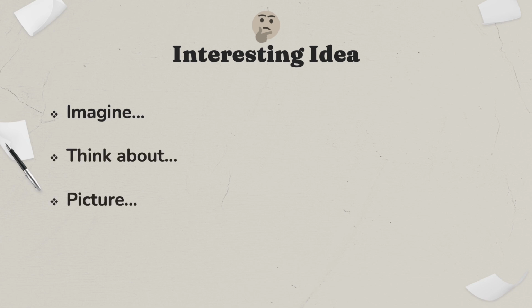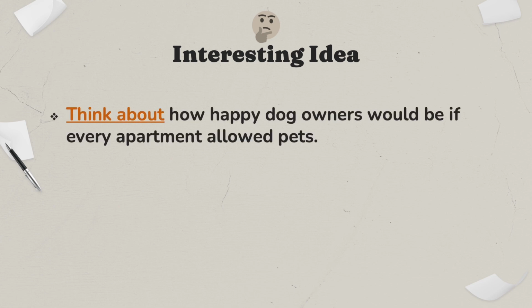Last, we have hooks that give an interesting idea. So here are some sentence starters. Imagine, think about, picture, people always dream about. Think about how happy dog owners would be if every apartment allowed pets.